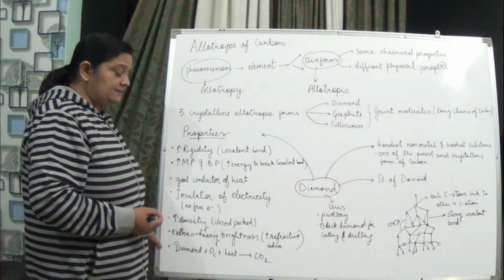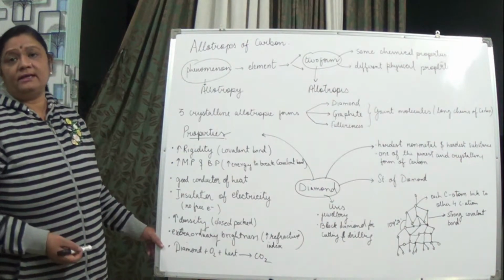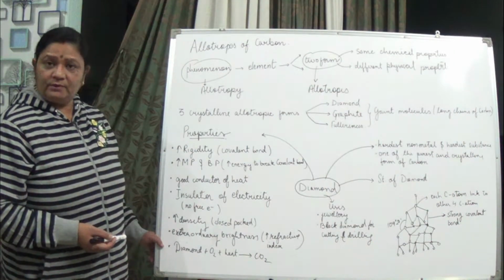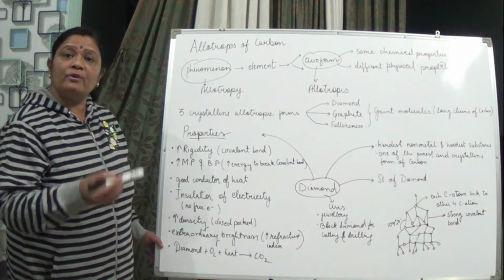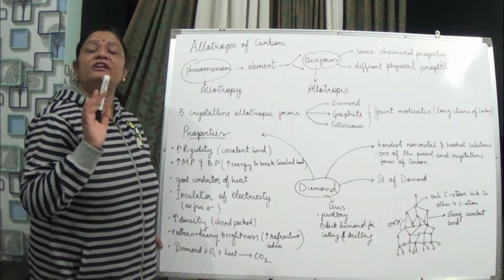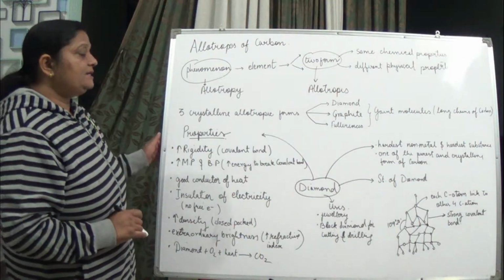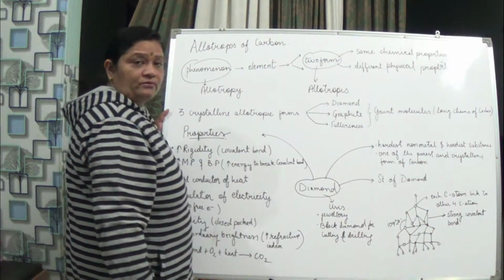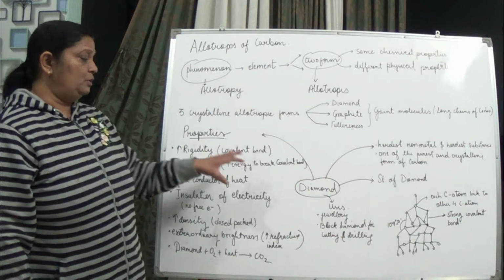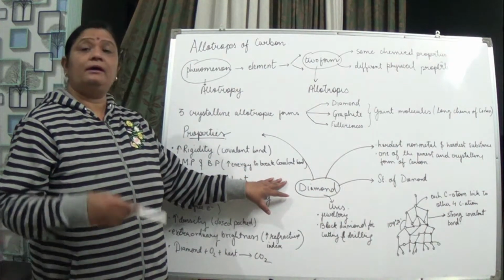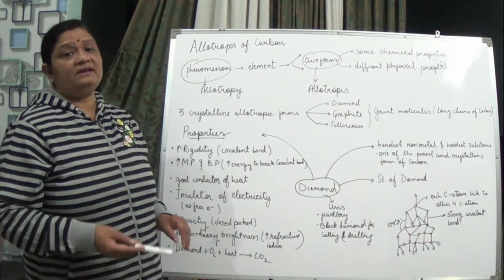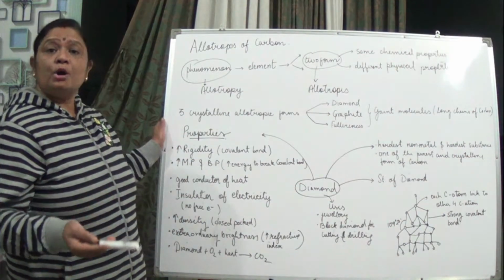And when diamond is heated in the presence of oxygen, as it is made up of carbon atoms only, it will give out carbon dioxide. Now let us study the uses of diamond. Diamond is mainly used for making jewelry, which is very costly.